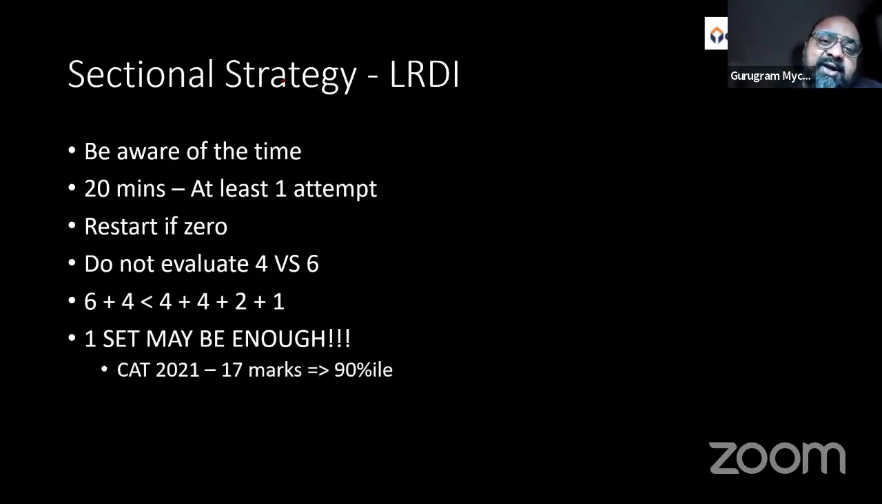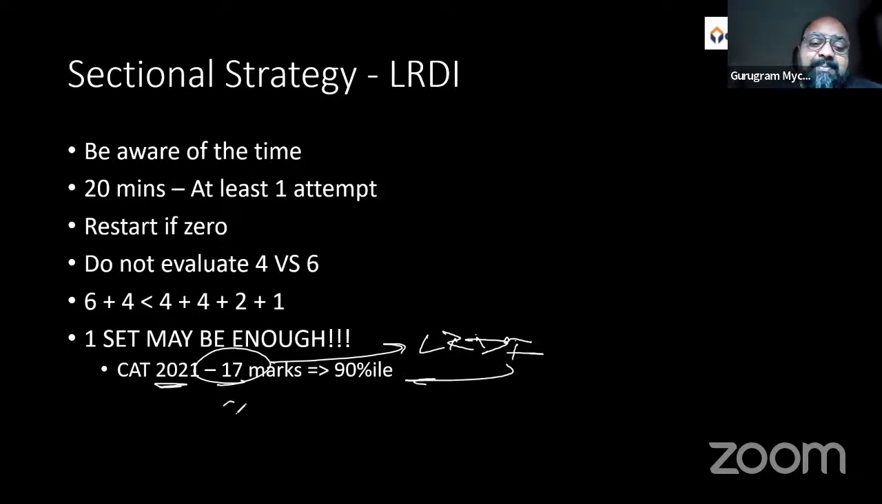For example, in CAT 2021, anyone who scored 17 marks in LRDI was getting the 90 percentile in that section. Okay, 90 percentile is less than 6 into 3. So even if you did just one set with 6 questions, you would cross the 90 percentile.